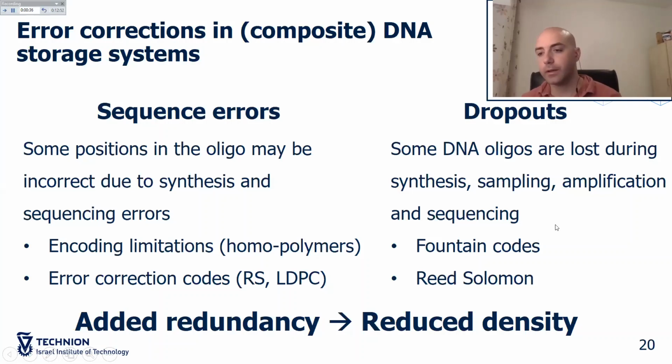And the second error type would be dropouts, in which a complete sequence or complete oligo is lost in the reading, and then we have to use error correction codes that are able to overcome erasures. In any case, any error correction code that we use will entail added redundancy and, of course, reduced density.